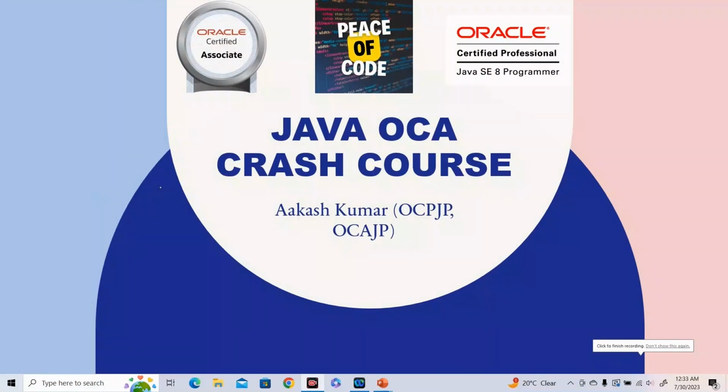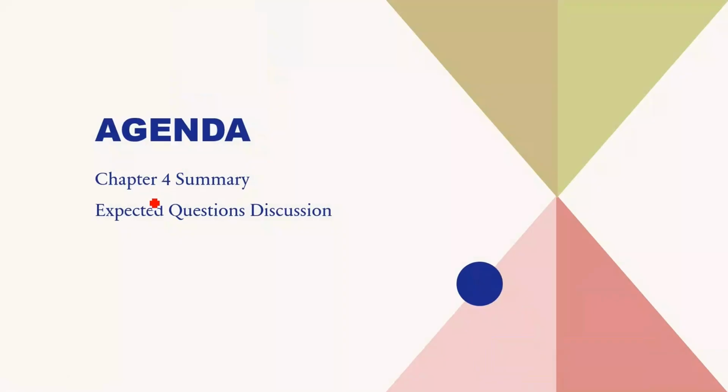So in this video we're going to continue our Java OCA crash course series, and this is the 31st episode, or you can say 31st lecture in this series. And in this video we're going to discuss what we learned in chapter 4, which was methods and encapsulation.